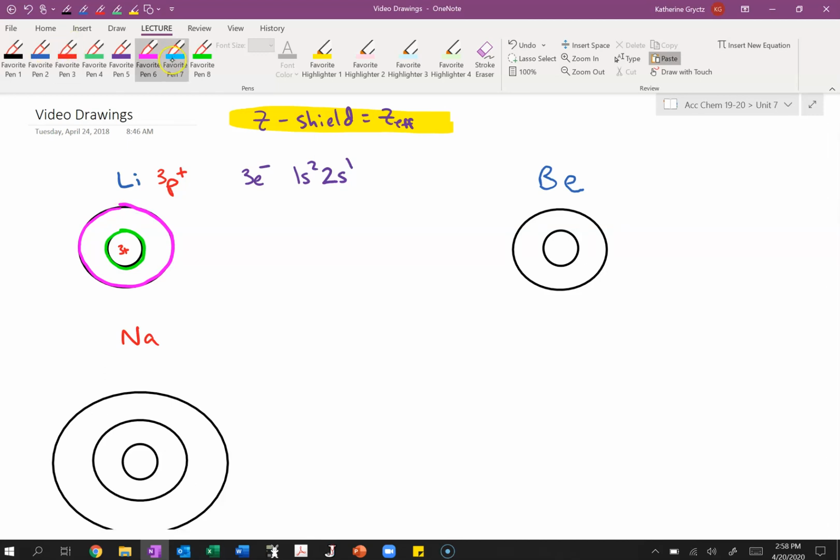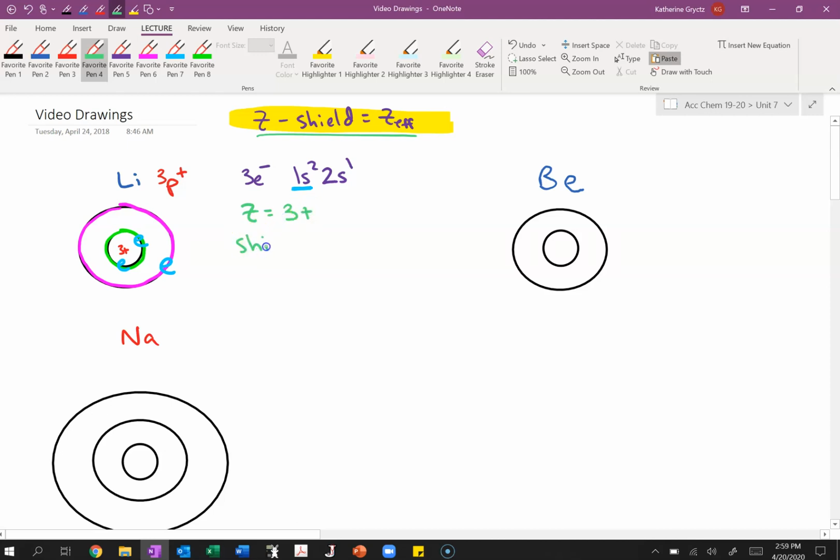Okay, so if we look, our electron configuration says there are 2 electrons in energy level number 1. We're not going to worry about the shapes right now. So we're just going to put 2 electrons in there. And then there's 1 electron in energy level number 2. Okay, so if I went through these different variables up here, Z is the nuclear charge, so it is just 3. It's a positive 3.